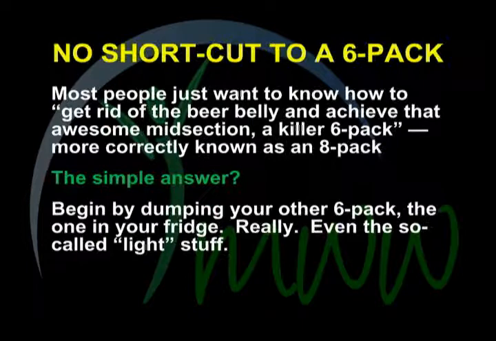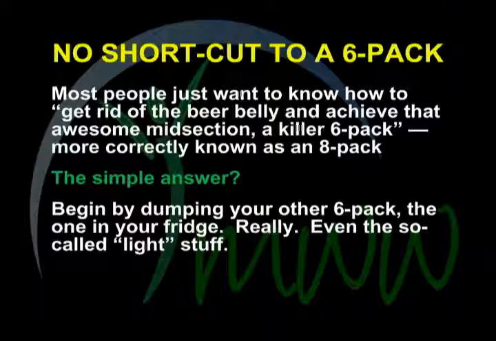There's no shortcut to a six-pack. I know, let's cut to the chase. Most people want to know only one thing. Just tell me how I can get rid of the beer belly to achieve that awesome midsection, a killer six-pack, more correctly known as an 8-pack. The simple answer? Begin by dumping your other six-pack, the one in your fridge. Really. Even the so-called light stuff.